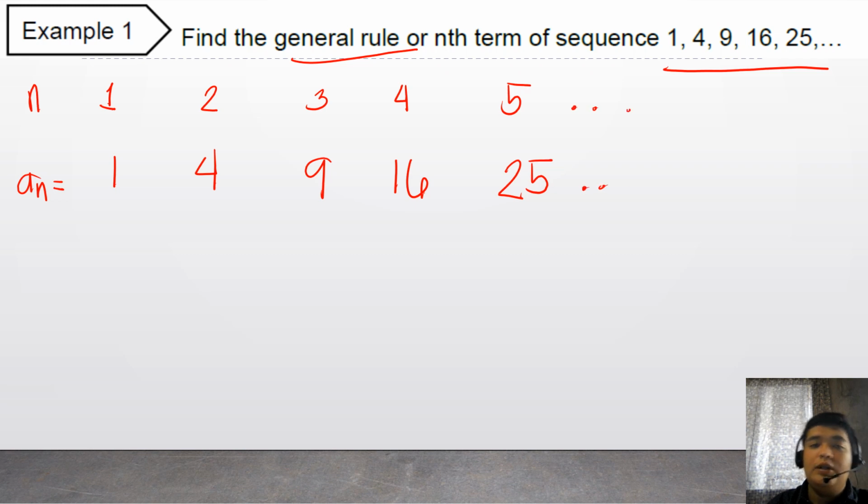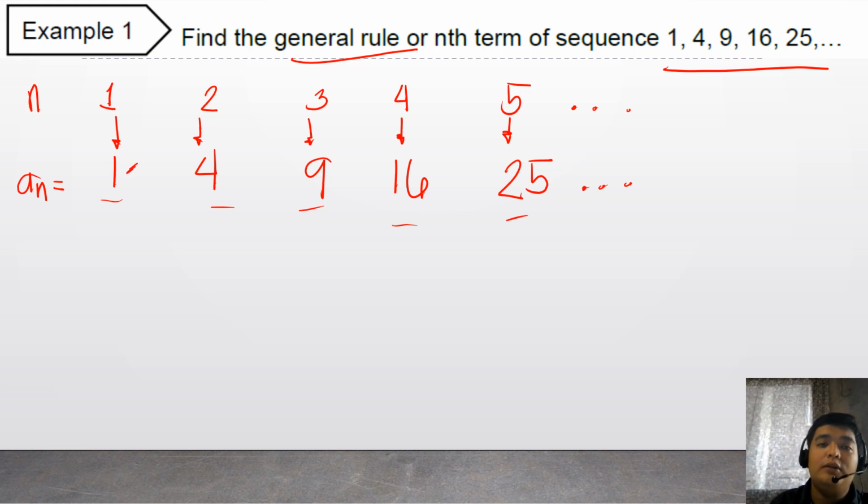Okay? So, given that this is our sequence, we need to find our general rule. So, given that n is 1, how did we get 1? Given that n is 2, how do we get 4? Okay, from 3 to 9, from 4 to 16, from 5 to 25. Okay? How do we get these a sub n? Given that n always starts with 1, 2, 3, meaning our first term, second, third, fourth, fifth, and so on.